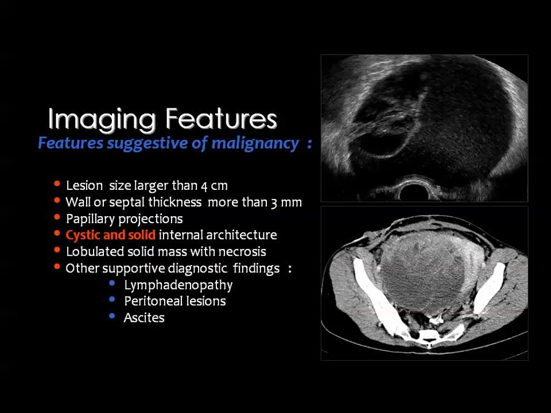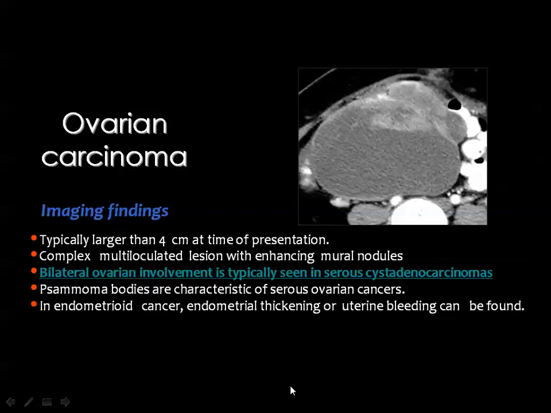But if you see a solid component, however small the size of this component, then you should think you are dealing with a malignancy. Then a cystic lesion with a solid component, a big cystic lesion with septations and solid components, then you think that you are dealing with malignancy. And to confirm your diagnosis, if you can identify metastatic lymphadenopathy, peritoneal deposits, and ascites, they may help in the diagnosis. And here is a CT scan of the pelvis. You can see a cystic lesion with a big solid component. Then you are dealing with a malignant lesion.